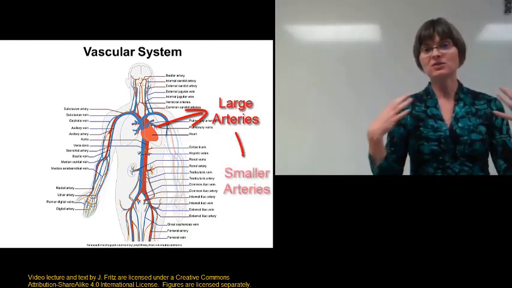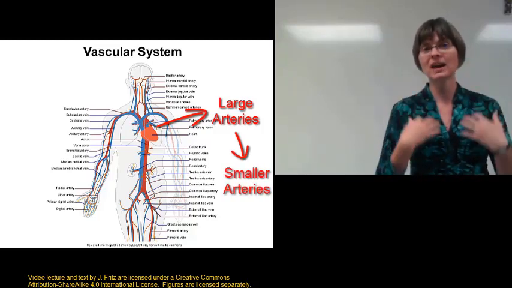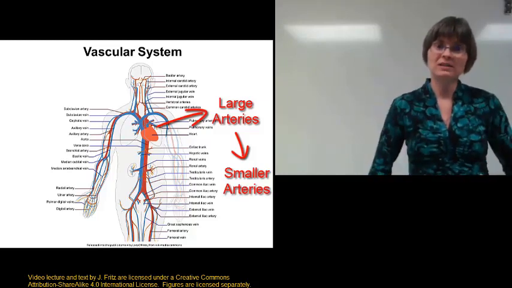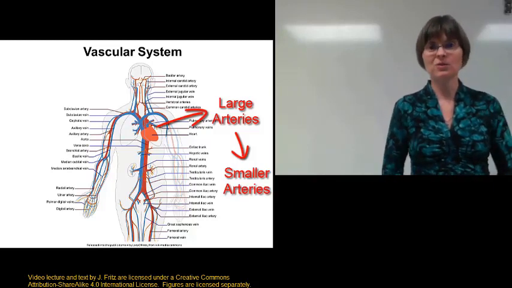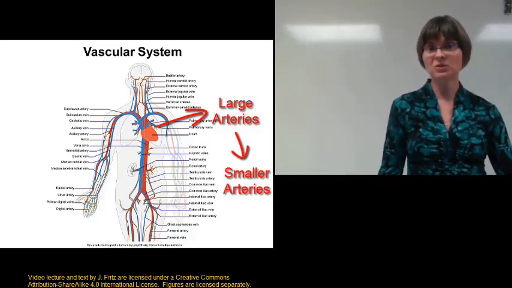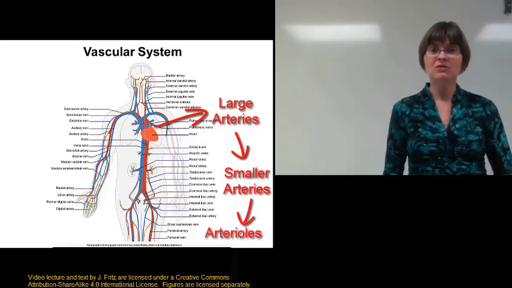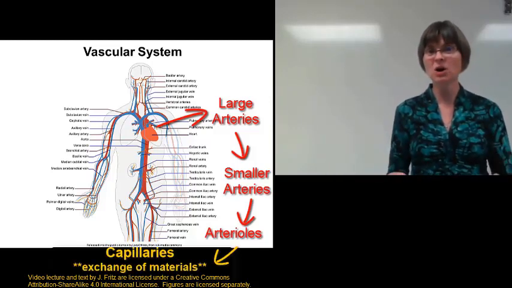And from there it divides into smaller arteries going to specific areas of the body, like the carotid arteries to the head, and the subclavian arteries going out to the arms, and all the way down the descending aorta to the arteries that are going to go into the legs. From there it divides into smaller and smaller arteries until we get to the smallest of the arteries, called the arterioles. From the arterioles, the blood flows into the capillaries, which are the smallest blood vessels.